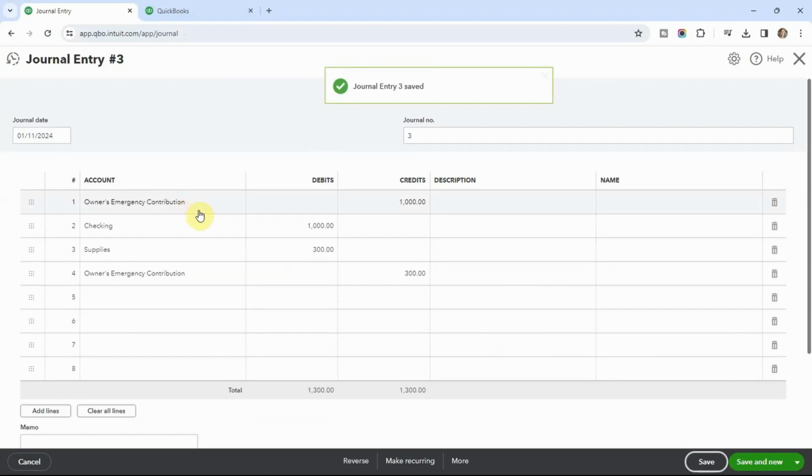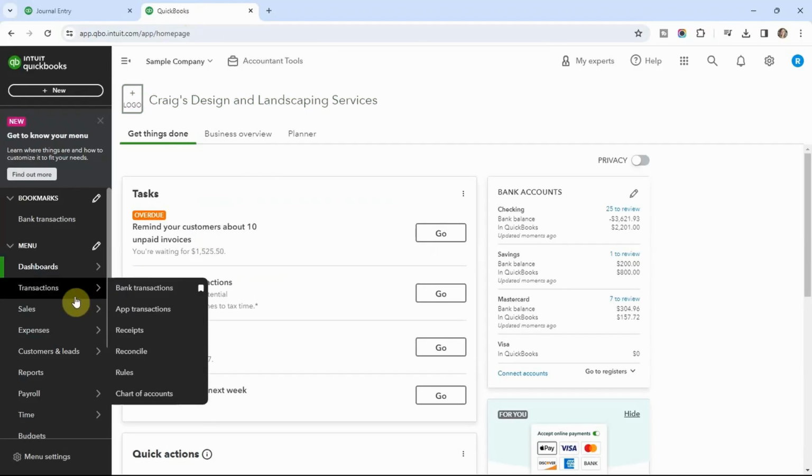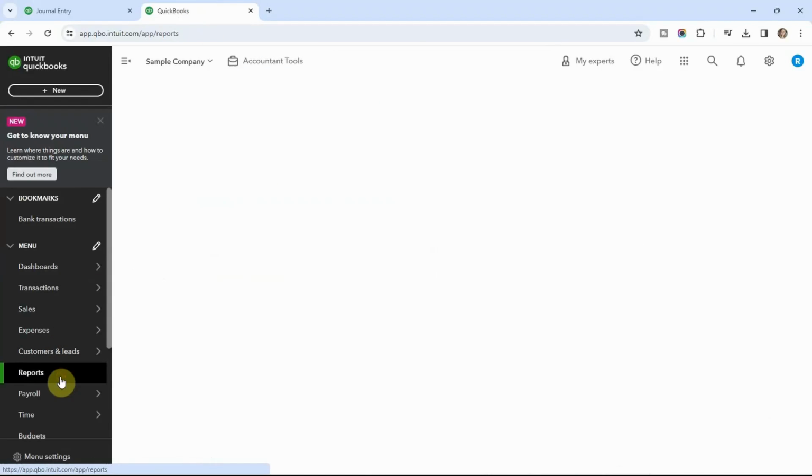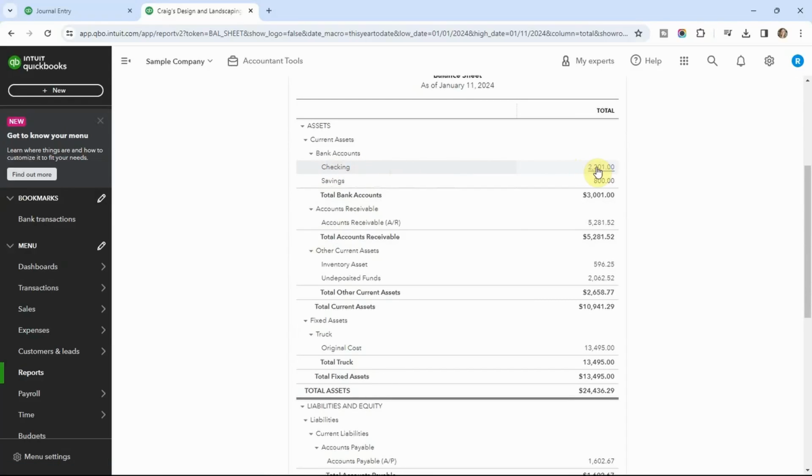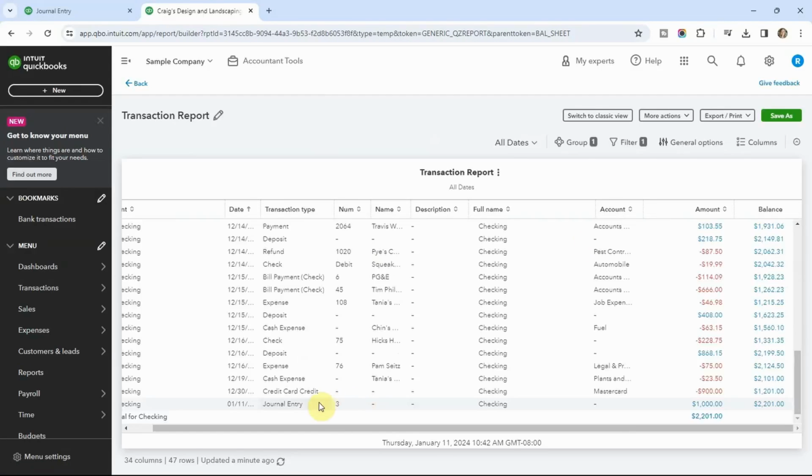All right, so first let's go find this one. This is going to be on the balance sheet. So let's go to reports, balance sheet. So here's the bank account that I put it into, and there's other stuff in there. So here is that journal entry number 3 that I just created, and you can see that that $1,000 is in the bank account. So that is a positive number, which is what we want to see.